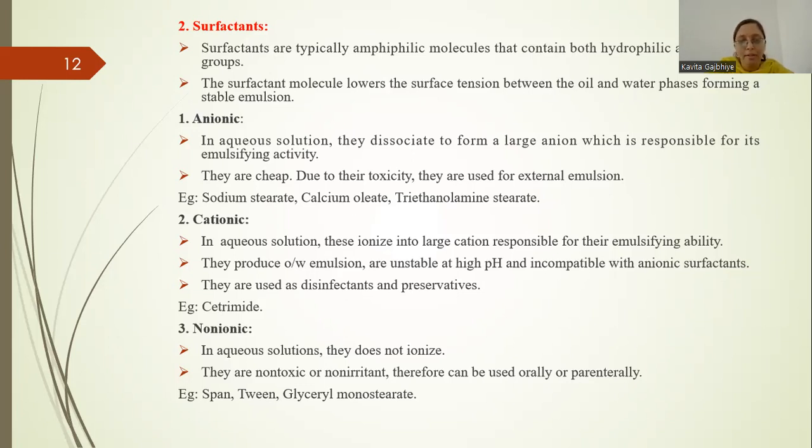The next is non-ionic surfactant. Non-ionic surfactants don't have any charge, so they do not ionize. They are non-toxic and non-irritant, therefore they can be used orally as well as parenterally. In comparison to anionic and cationic surfactants, as these non-ionic surfactants are non-toxic and non-irritant, they can be used orally as well as parenterally. Examples of non-ionic surfactants include Span, Tween, and glyceryl monostearate.